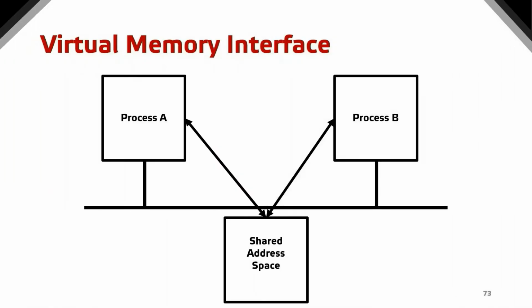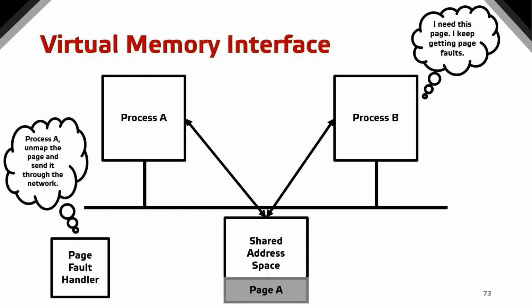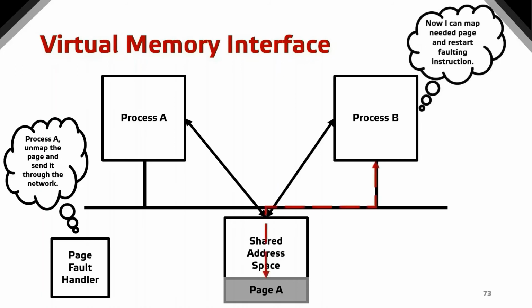When a process references a page that is not currently mapped in, it gets a page fault. For example, process B says that I need this page. I keep getting page faults. Then the page fault handler, which may be in the kernel or in user space, locates the machine holding the page and sends it a message asking it to unmap the page and send it over the network. When the page arrives, it is mapped in and the faulting instruction is restarted. You may find more information about distributed shared memory in chapter 8 of Tanenbaum.